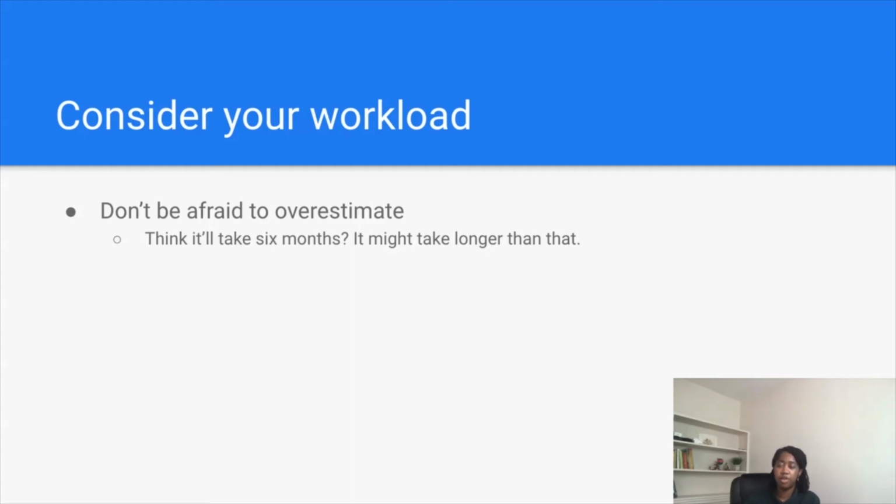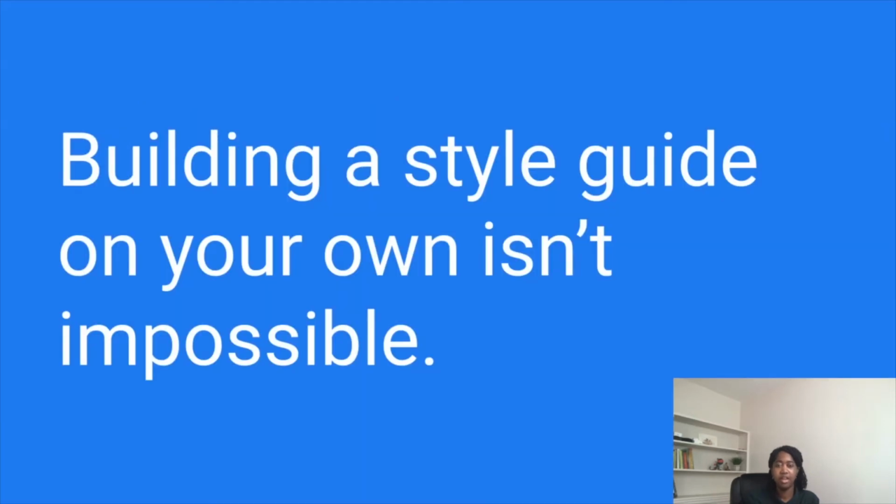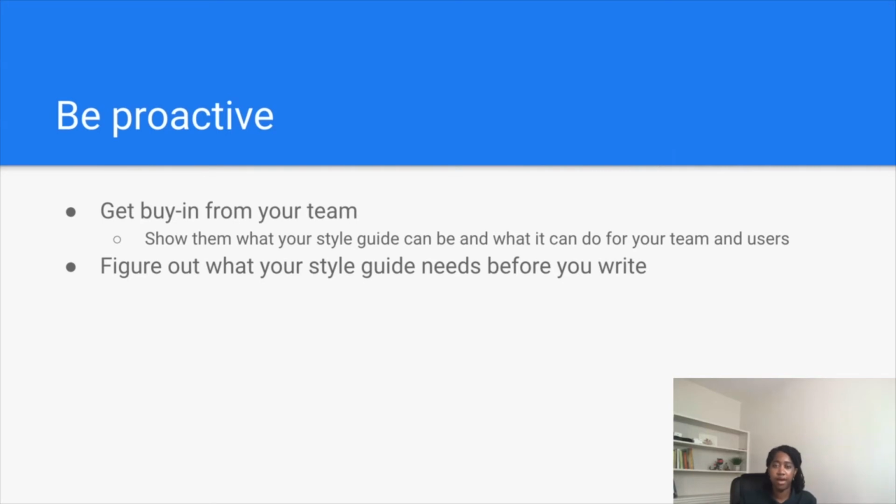So if I could make one more final point in this presentation, it's that building a style guide on your own is not impossible. It's definitely doable. There are just a few key things that you need to remember. One is that you do need to be proactive. Get out there and get that buy-in from your team. Show them what your style guide can be. Show them what it can do for your team, but then ultimately what it can do for your users, because they're going to benefit from all of this hard work that you're doing to help create consistent technical content. So do your research, point out the areas of inconsistency, reach out to folks who are higher up the chain and get other folks involved as needed.